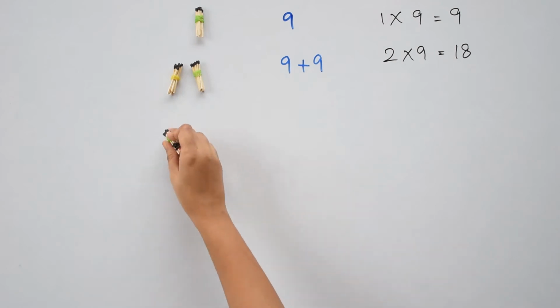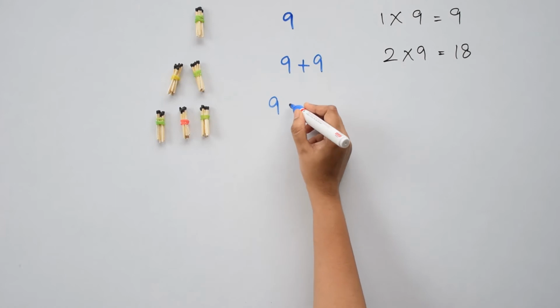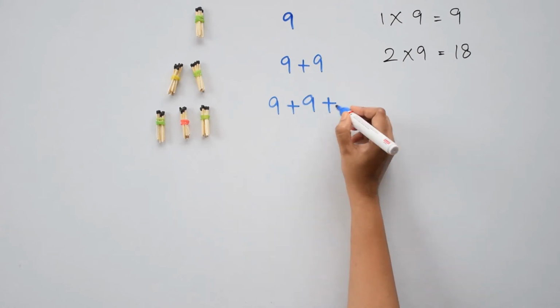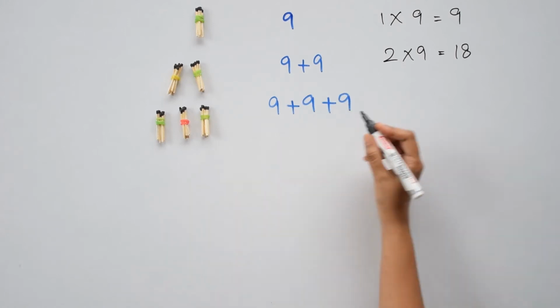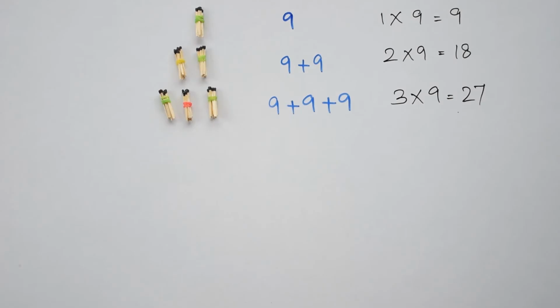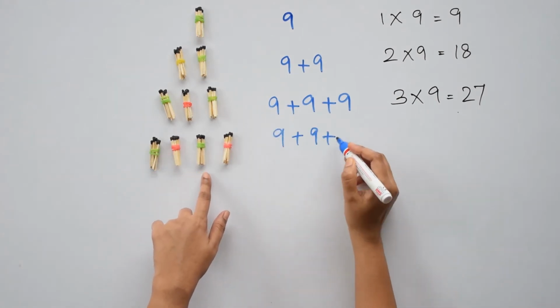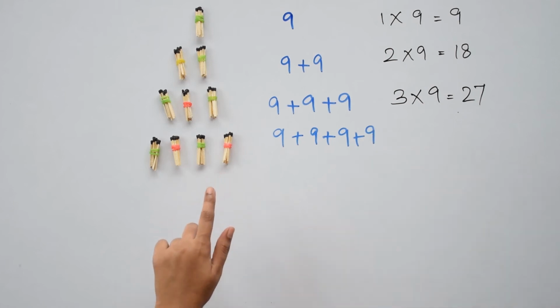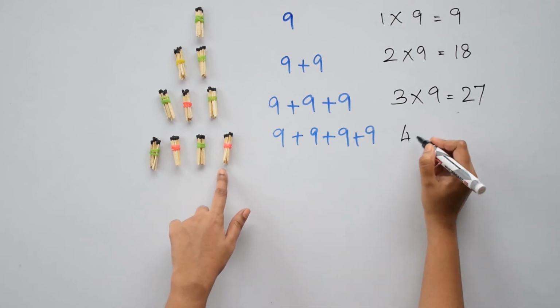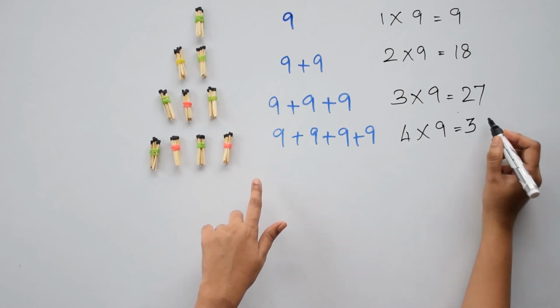Next we'll take 3 bundles of 9s. This is nothing but 9 plus 9 plus 9 and 3 times 9 equals 27. Now let's take 4 bundles of 9s. This is 9 plus 9 plus 9 plus 9. Since there are 4 bundles, it is 4 times 9 and this equals 36.